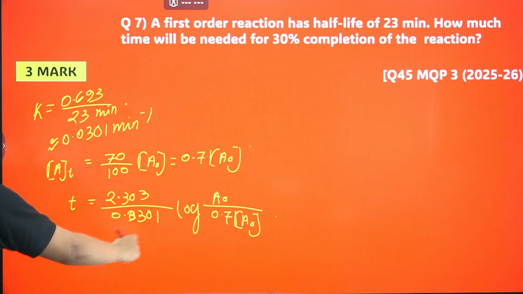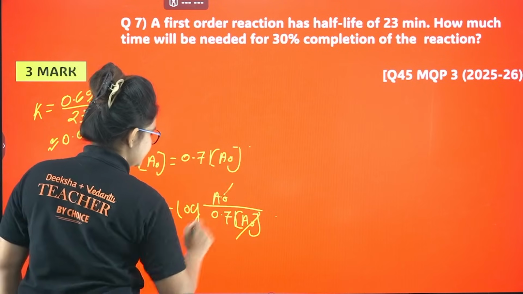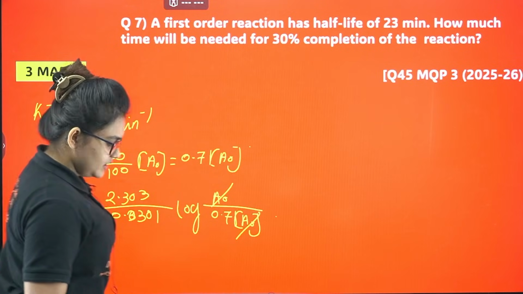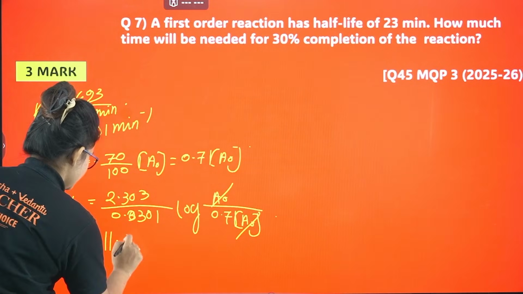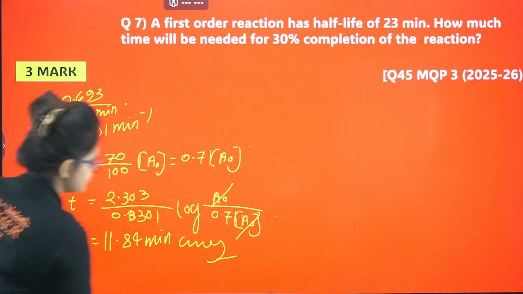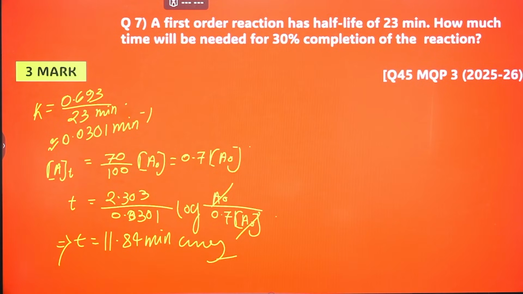Okay, just simplify this, everything will be cancelled out here, A naught will be cancelled out here. T, if you calculate further, you will get your answer as 11.84 minute. That is your answer. Okay, I guess this is clear to you. Let's proceed further.